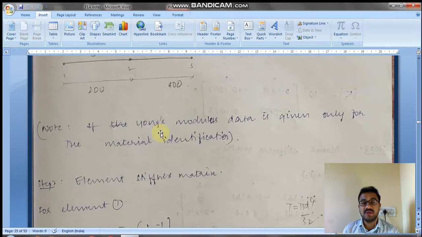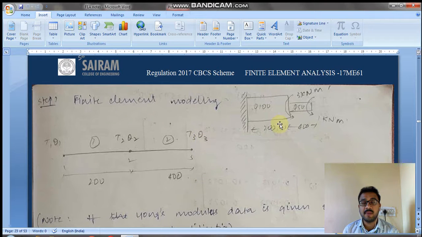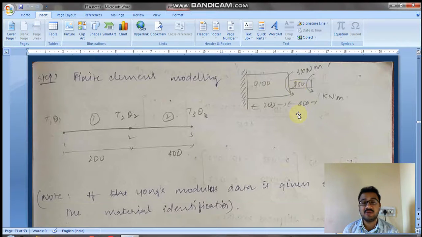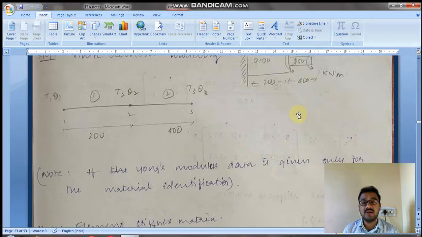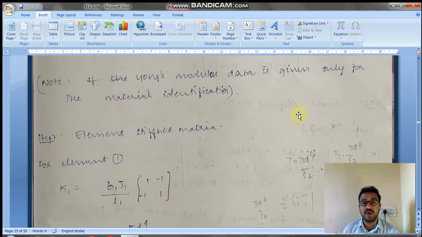In the question there is also data given, that is the Young's modulus. Here I have written this as a note: Young's modulus data is given only for material identification. Sometimes both materials can have different properties, and in such cases we can easily identify how to proceed.